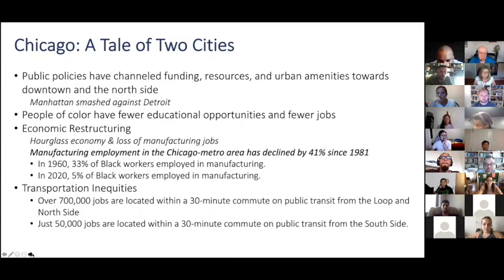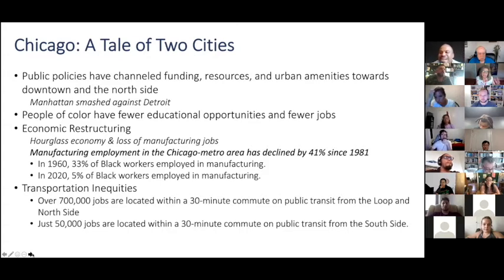Some have referred to Chicago as being Manhattan, smashed up against Detroit. And part of this, there's many reasons. You guys were hitting on it. Our book covers a lot of it. The economic restructuring that's happening. What we have in Chicago is an hourglass economy.